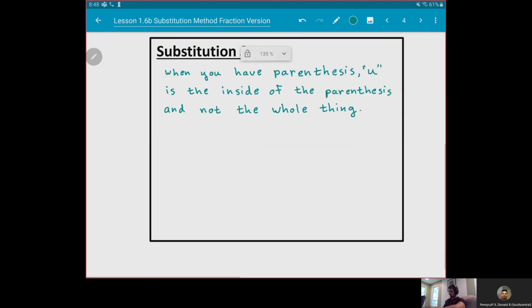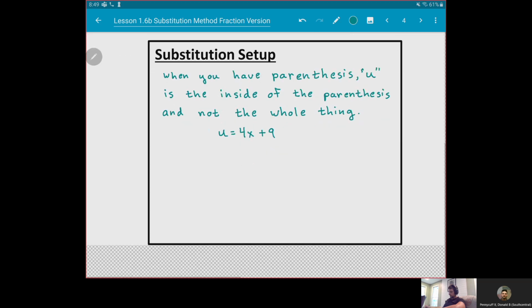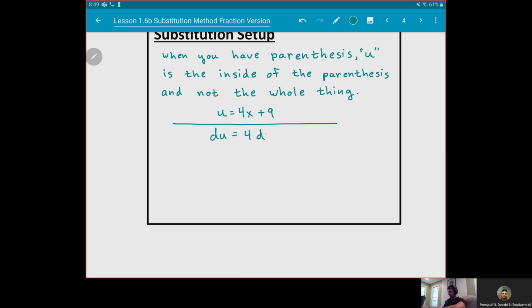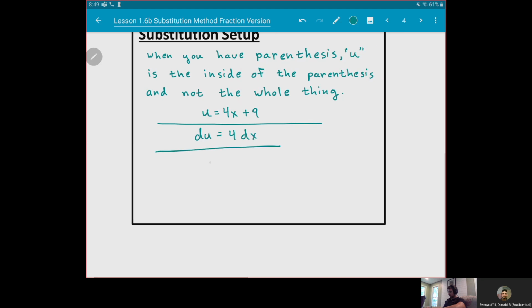So that's going to be u equals 4x plus 9. And that means that du is going to be 4 dx. And 1 over 4 du equals dx. So this is the one exception to the rule that I was talking about earlier, is when you have a parenthesis, parentheses overrule everything.